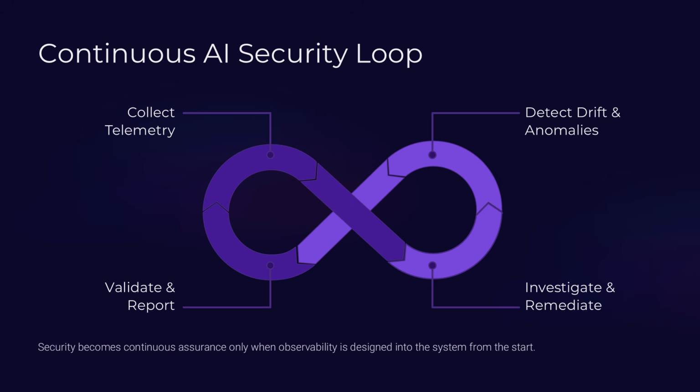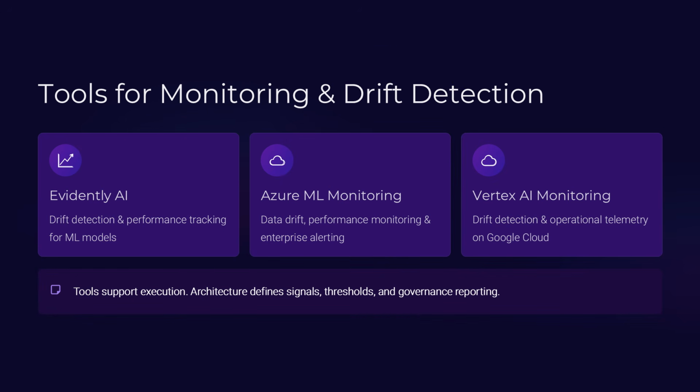This loop ensures that security is not episodic. It becomes continuous assurance. For architects, this loop is not merely an operational practice. It must be designed into the system. If you do not design for observability, you cannot monitor effectively. Now that you understand the monitoring architecture, let us connect it to tools that support enterprise implementation.